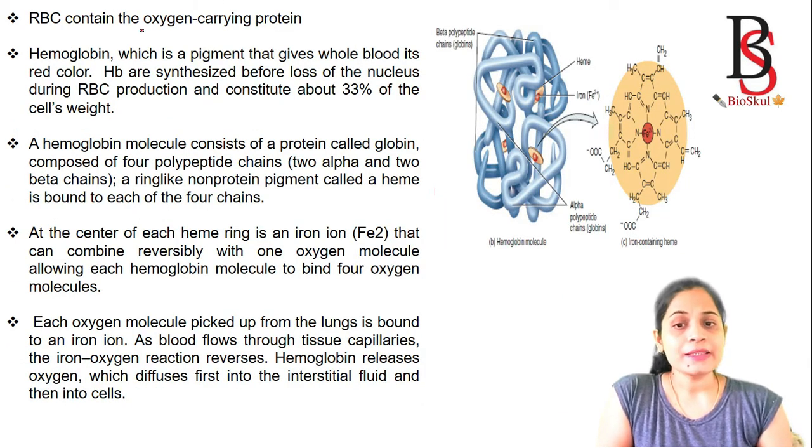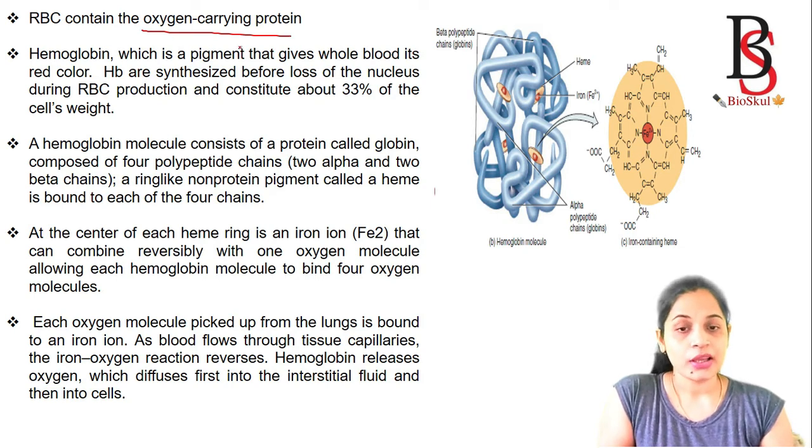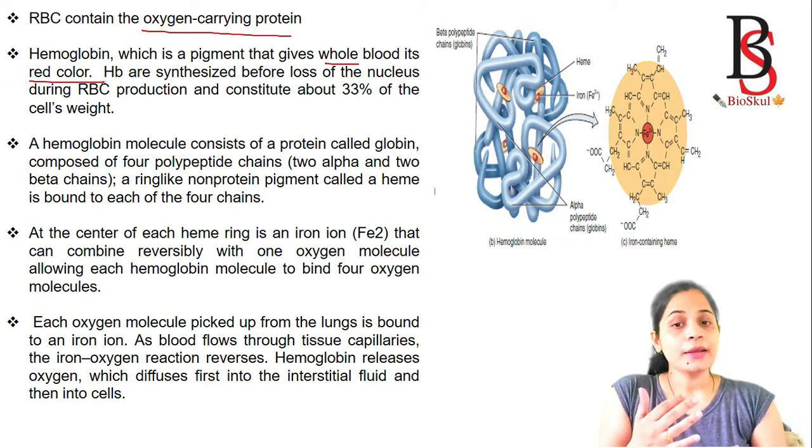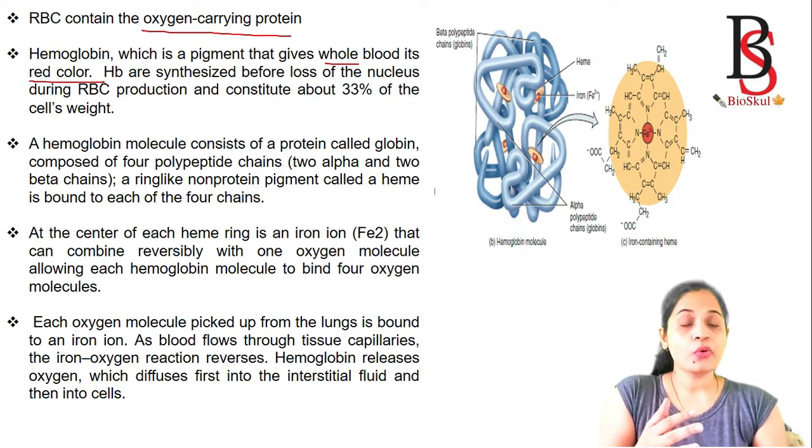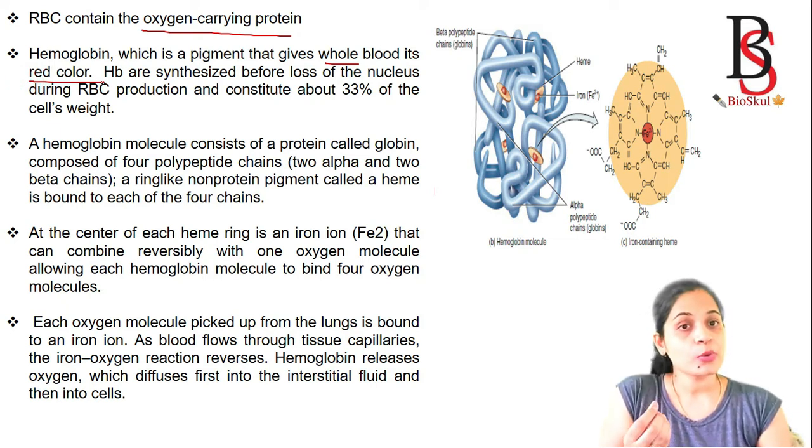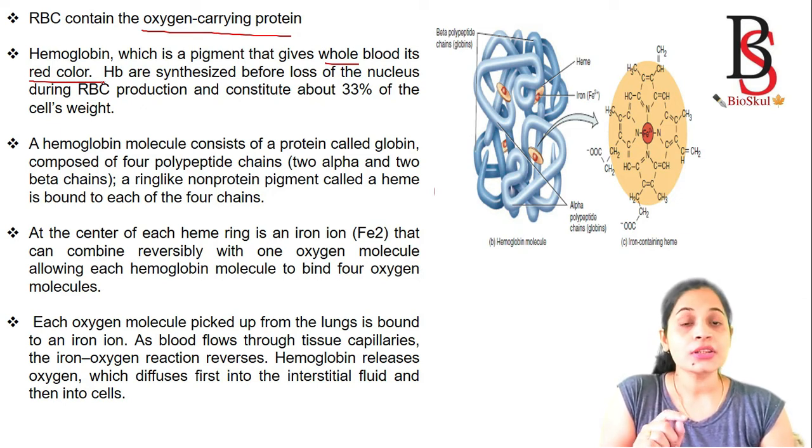The RBC contains the oxygen carrying protein, hemoglobin. Hemoglobin is the pigment that gives whole blood its red color. Hemoglobin is synthesized before the loss of the nucleus during the process of erythropoiesis, and it constitutes 33% of the cell's weight.